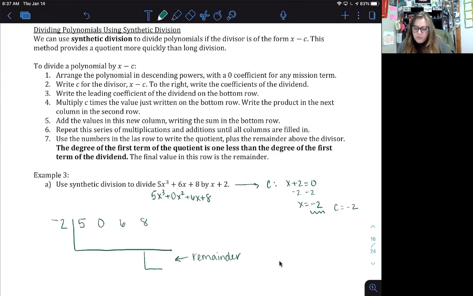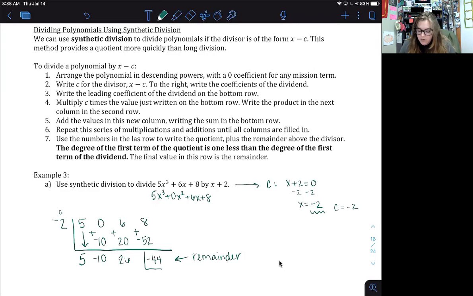All right, so write the leading coefficient of the dividend on the bottom row. I'm going to draw an arrow. We're going to bring down that 5. And now we're going to multiply c, remember this is our c, times the value that you just wrote in the bottom row. So -2 times 5 is -10. We write the product in the next column in that second row. And now we're going to add. 0 plus -10 is -10. And then we're going to repeat. -2 times -10 is 20. Add those together. 6 plus 20 is 26. And then repeat. -2 times 26 is -52. 8 plus -52 is -44. And that shows us our remainder.